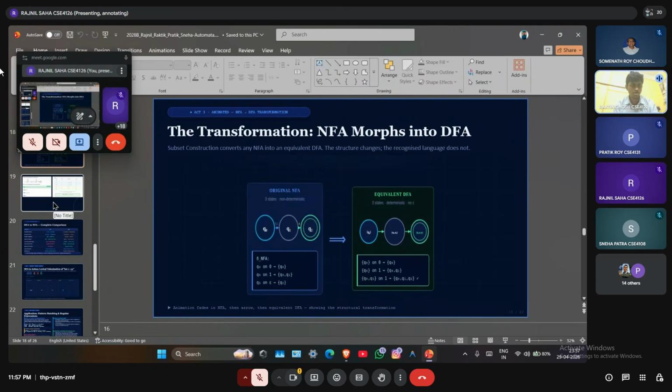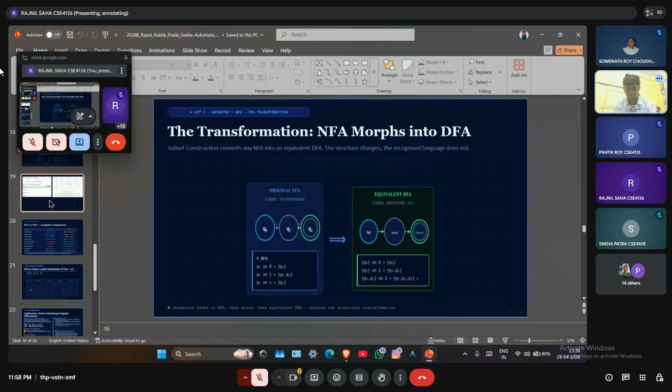What is important to notice is that the structure changes. The DFA looks different, has different states, but the language it recognizes is identical. This is the power of the equivalence theorem. NFAs give us a convenient way to design and reason about machines. Subset construction gives us a guaranteed path to a deterministic implementation every single time.